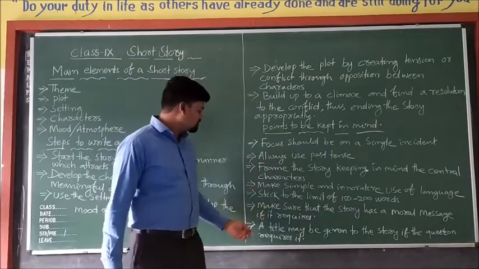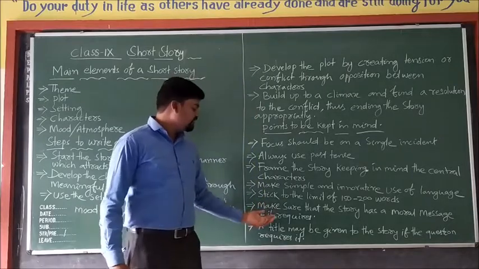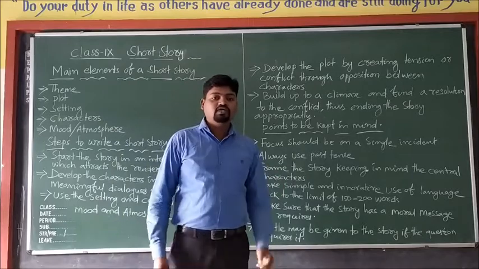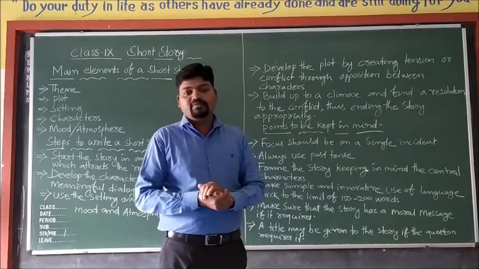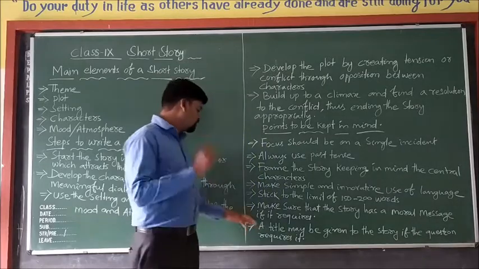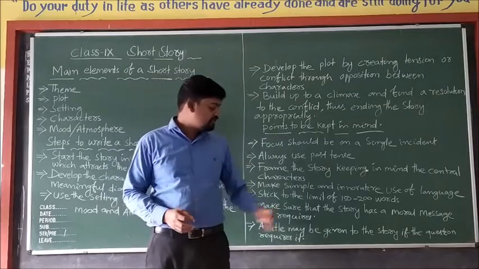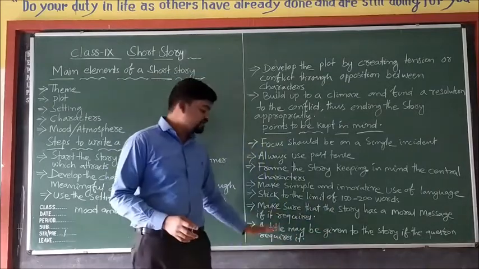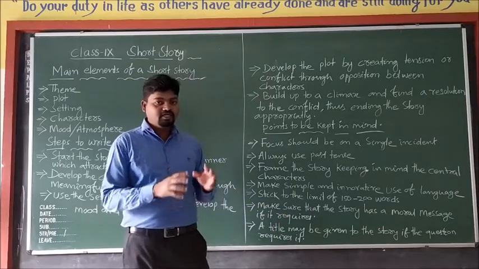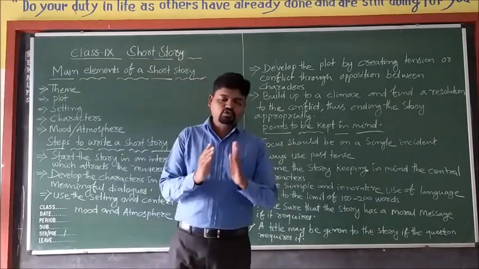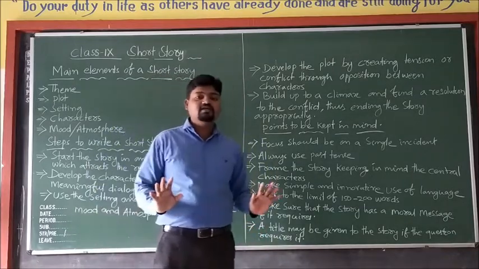So next, make sure that the story has a moral message if it requires. Yes or no? If the story requires a moral message, then you need to convey the moral message. Isn't it? Yes. Got it? Right. So a title may be given to the story if the question requires it. The students ask for the demands of the title. If the story requires a good title, then you can mention it. If not, just leave it.